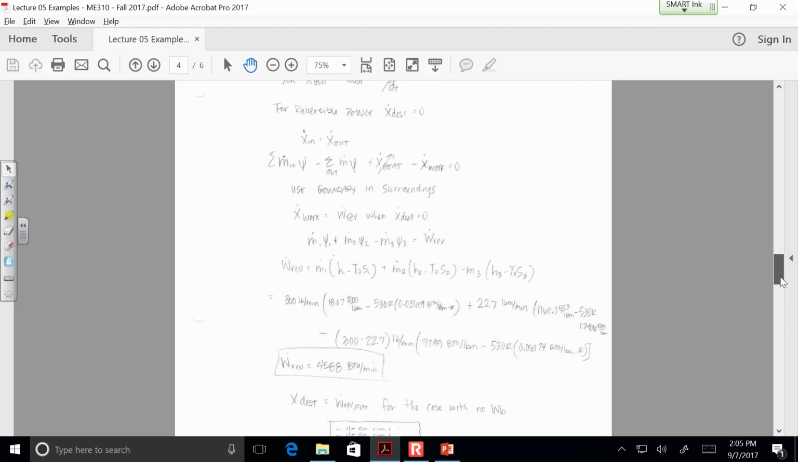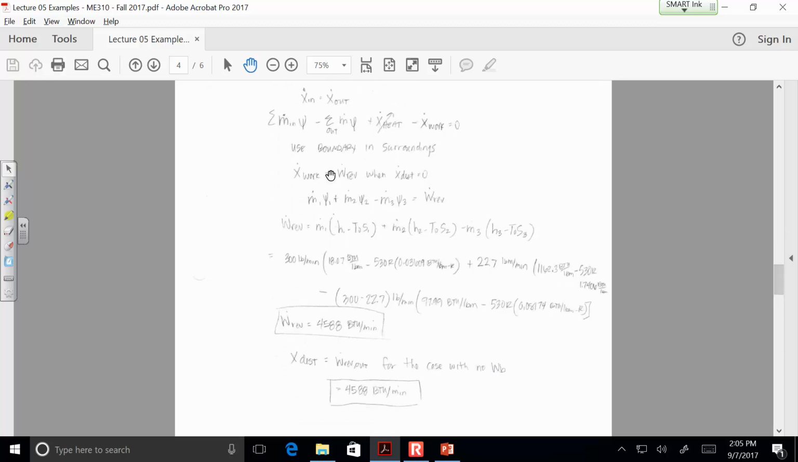So when we look at our Exergy coming in, we use the boundary in our surroundings, meaning we're taking our boundary to be in the surroundings so that we don't have to worry about any heat interactions with the surroundings, because this was a mixing chamber that was losing heat to the environment. So we balance those fluid streams using the Exergy balance, and we find that our reversible work is equal to 4588 BTUs per minute.